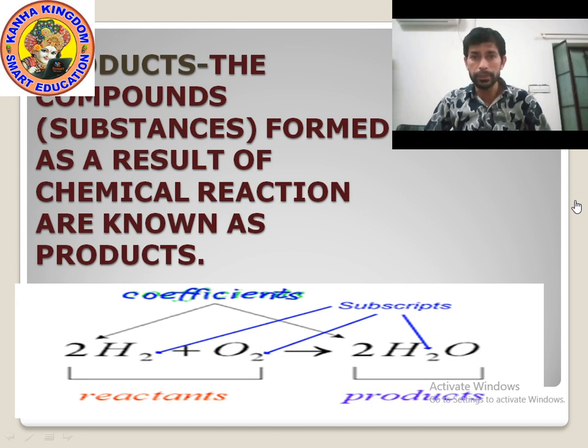And look at the product, 2H2O. It means two molecules of water are forming due to this reaction. So if we write any digit or number before an element or any formula, we call it a coefficient. Look, a subscript is always written below the element. You can see O2, H2, so 2 is a subscript. Okay, understood? Now let's move on to the next point.